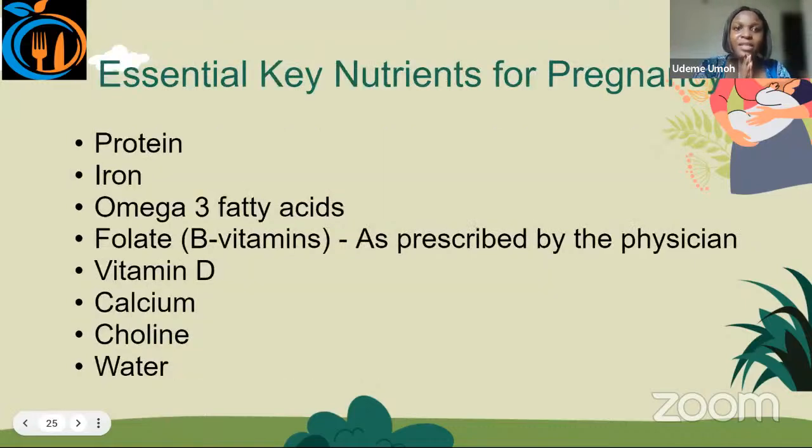All right, so what are the essential key nutrients for pregnancy? People always ask me this question. Oh, okay, now you said we should improve our nutrition. What should we now be eating? Now, remember I said that nutrition is food at work in the body. When you eat food, the body does not just use rice. Maybe you ate rice and beans with stew or with fish. The body will not just use rice the way it is.